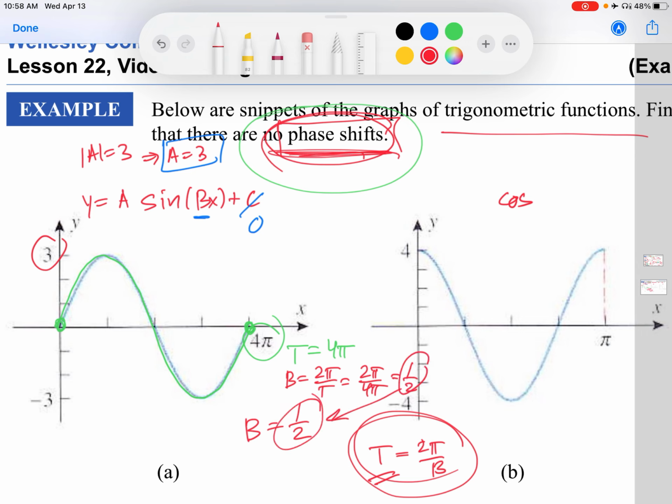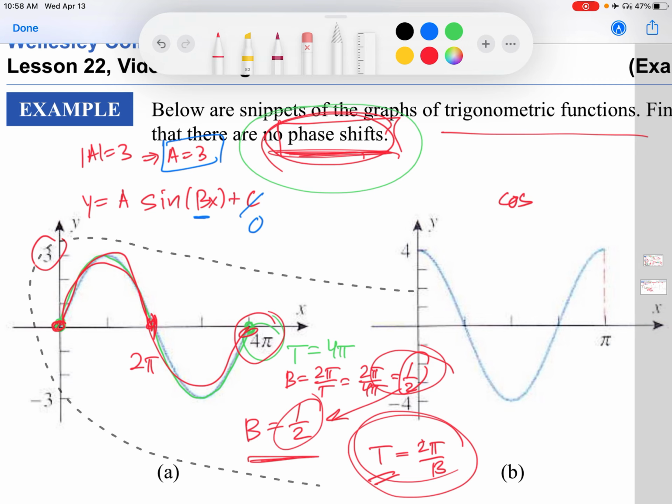So either way you do it, whether you look at the period first, one full cycle, period 4 pi, therefore do the calculation, b is 1/2, or you say, you know what, this is 2 pi, we've only gotten half the cycle, so b is 1/2. Either way, b is 1/2.